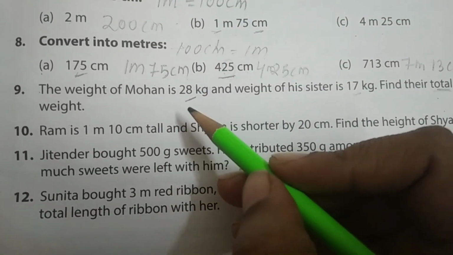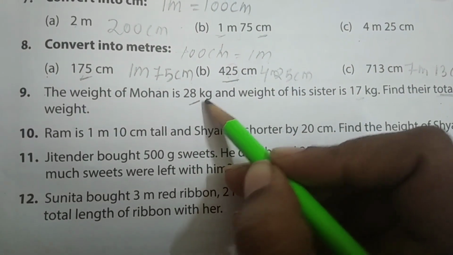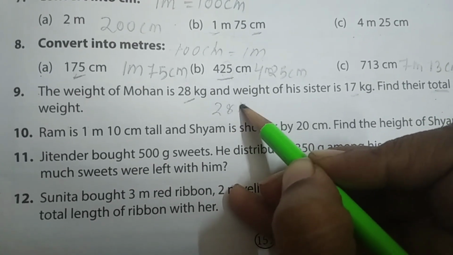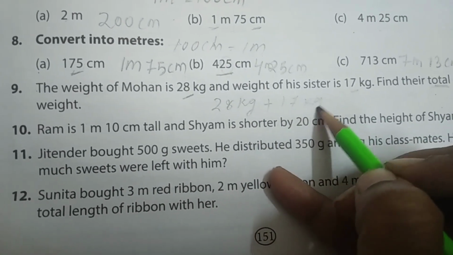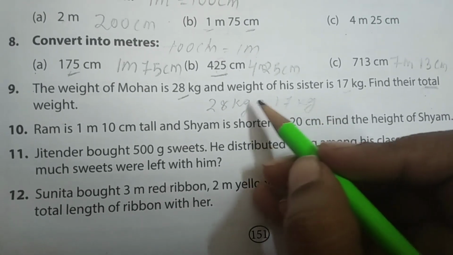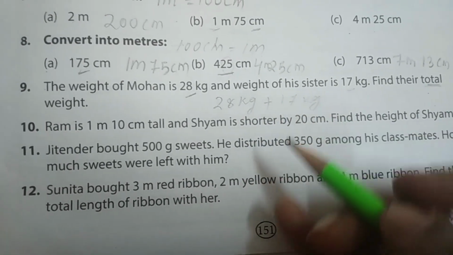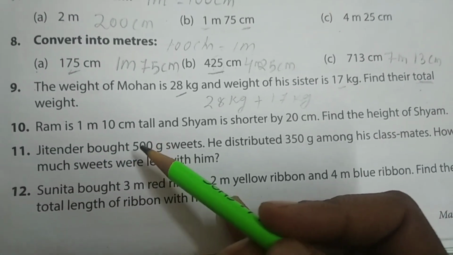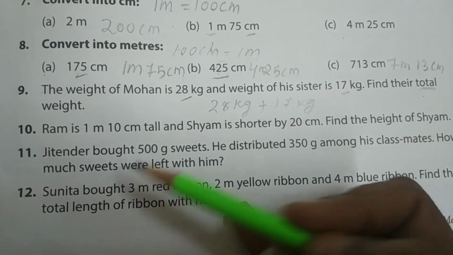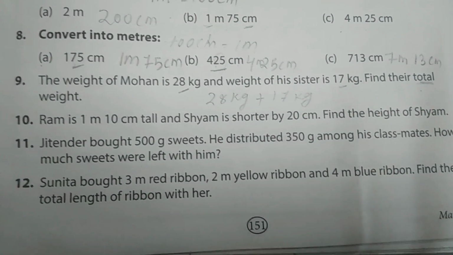I'm not doing this one, you just add 28 kg plus 17 kg. And don't forget to write kg after the answer. Similarly, you find out the keyword and try to do all these bits. If you have any doubt, please let me know, children.